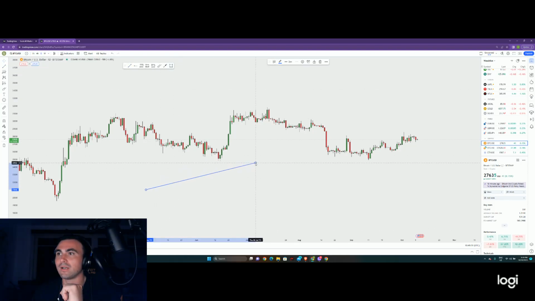So again, with trend lines, the default color is blue. We'll keep that 2px in terms of thickness. Feel free to muck around and change these trend lines to different colors that you like. I tend to do blue.